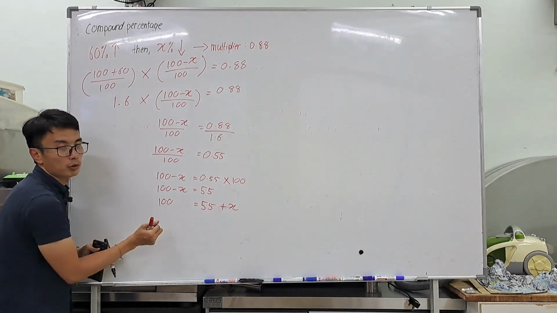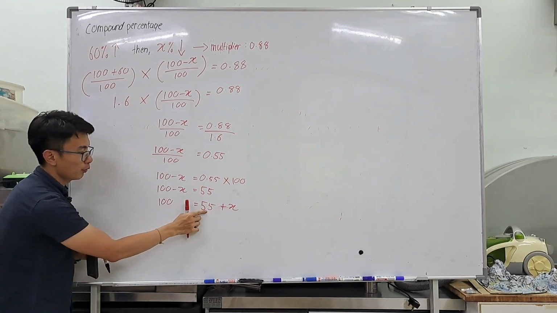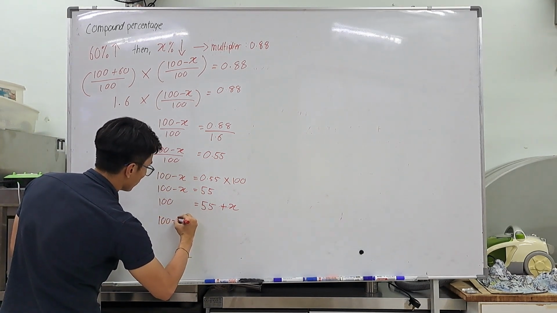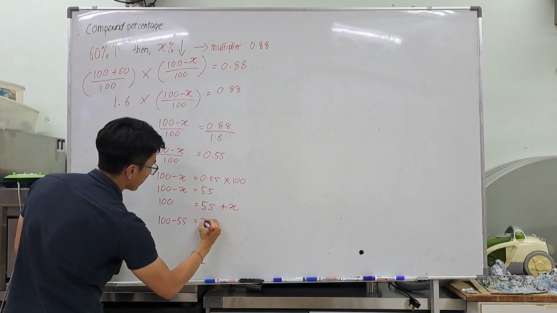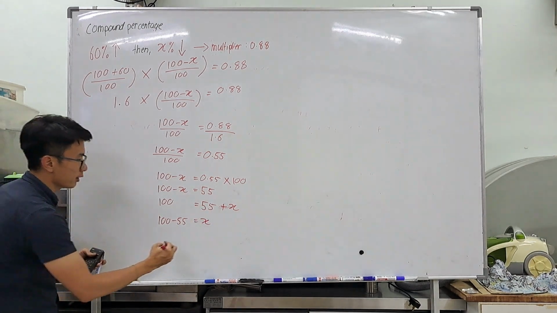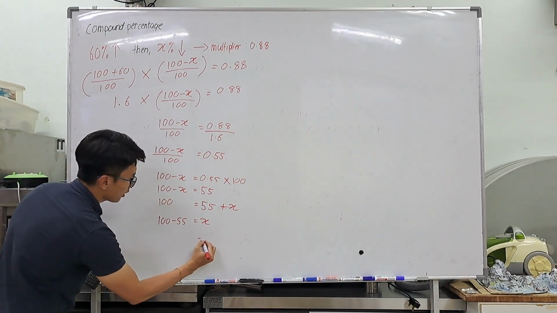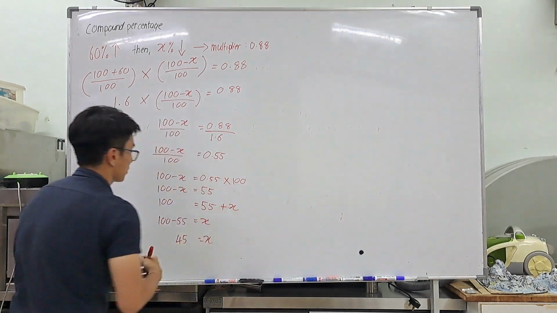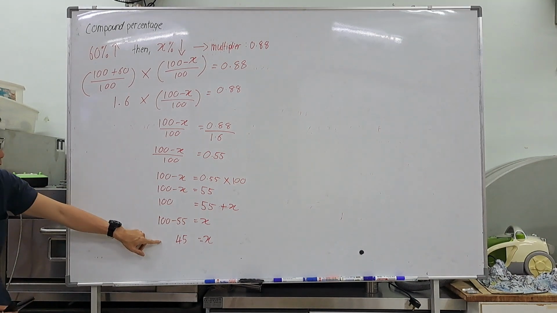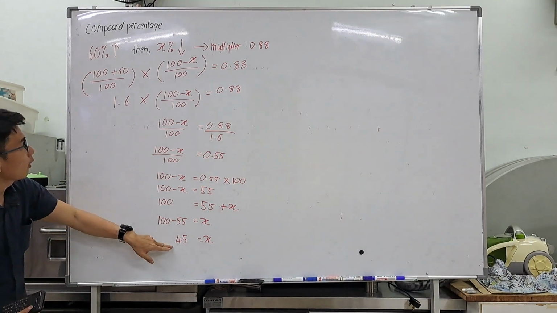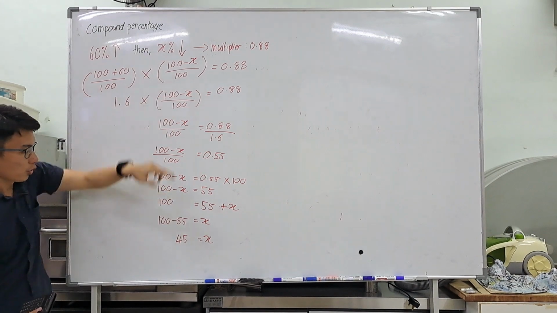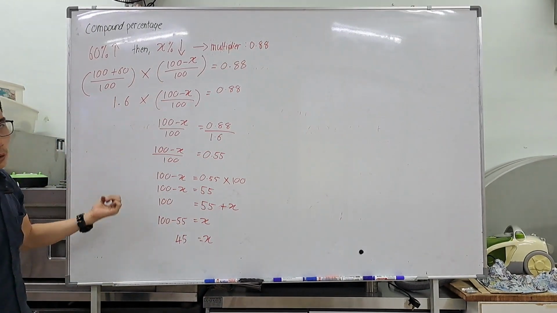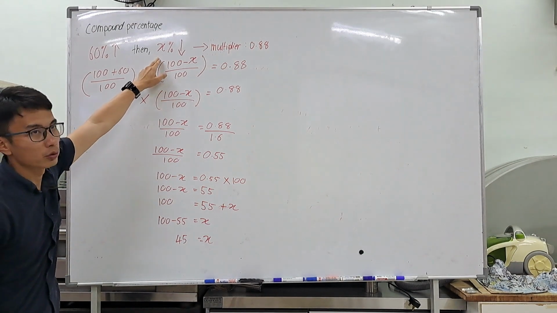I'm going to move the numbers to one side. So in this case, I'm going to move the 55 back here. So it's going to be 100 minus 55 is equals to x. So we can solve this by subtracting it. So in the end, we will get 45. All right. So right now, what we have done over here, we have found out the unknown over here, which is 45%.